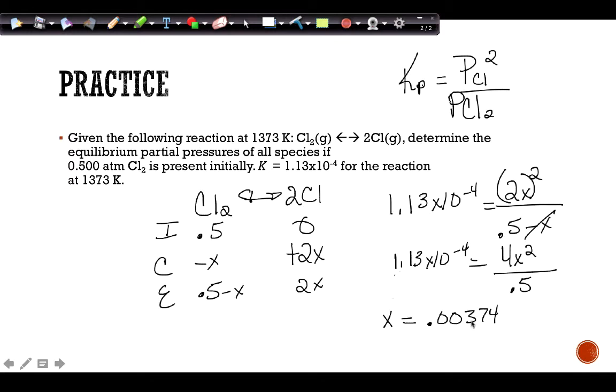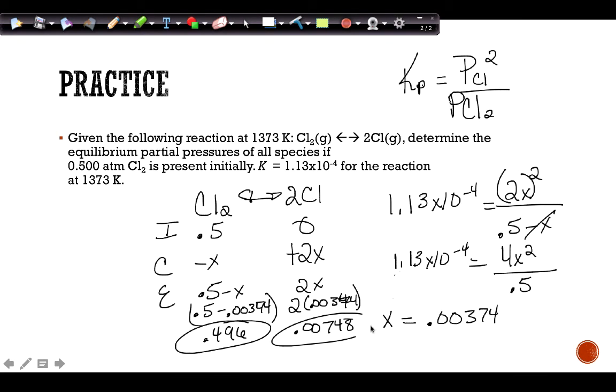All right, so now I have x. That's not my final answer, though, because now I need to go back and actually solve for the equilibrium pressures. So 2 times 0.00374 will give me 0.00748. Then 0.5 minus 0.00374 is going to give me 0.496. All right, so those are my partial pressures at that temperature.